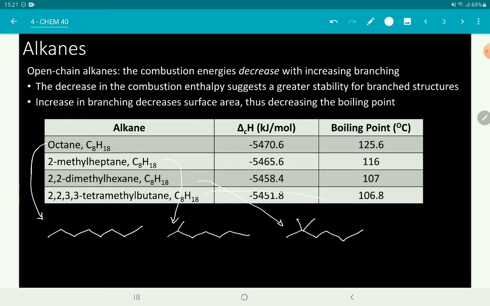2,2-dimethylhexane. And finally, we have the 2,2,3,3-tetramethylbutane. So, butane muna. 1, 2, 3, 4. Tapos 2, 2, 3, 3. Okay? So, 2,2,3,3-tetramethylbutane. Okay? So, pansin nyo, yung combustion enthalpy nila ay nagde-decrease with increasing branching. Kasi nag-i-increase yung stability because of the increase in the number of carbon-carbon bonds per carbon. So, ito kasi mga primary carbons and secondary carbons lang siya. Okay? So, the carbon-carbon bonds are a few per carbon.